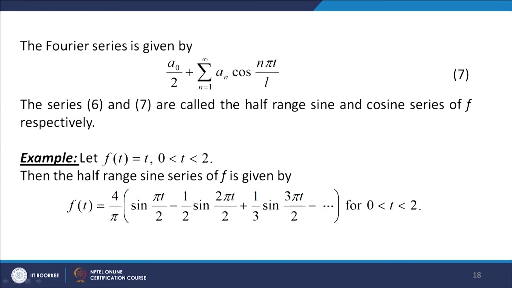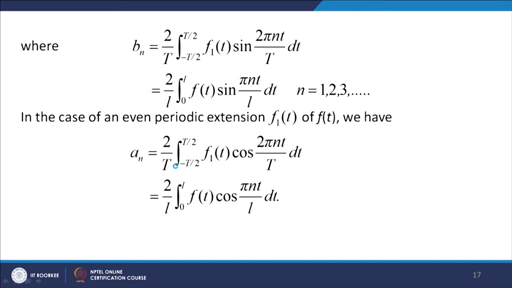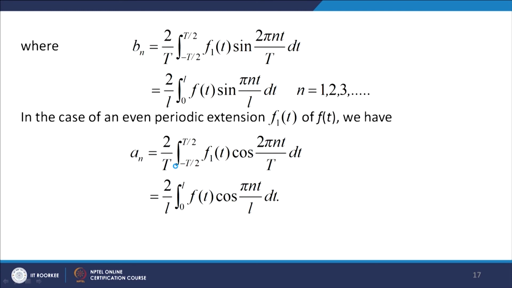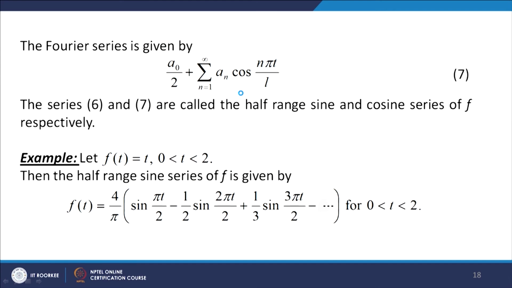When we consider an odd periodic extension of f(t), the Fourier series of f(t) will consist of only sine terms, and we can evaluate the values of Bn by this formula, the coefficients of sin(n pi t / L), where L is equal to 2 here. So, sin(n pi t / 2). The coefficients can be evaluated by this formula: 2 over L, integral from 0 to L of f(t) sin(n pi t / L) dt, and we can easily show that the half range sine series of f is given by this.